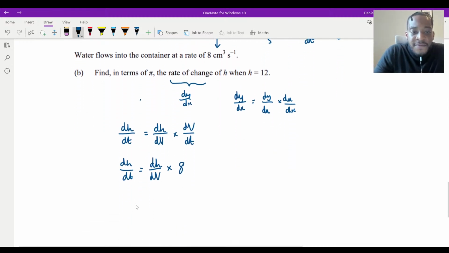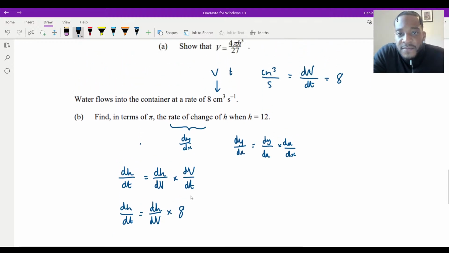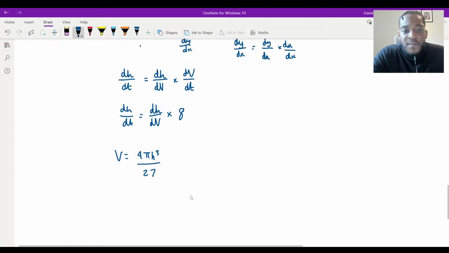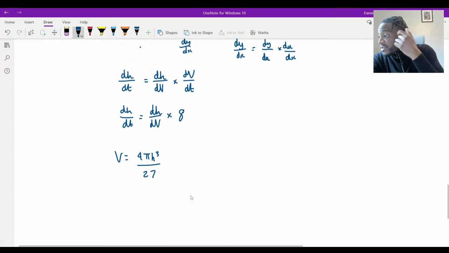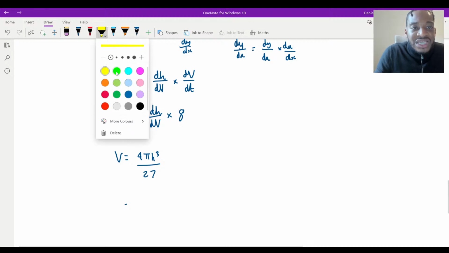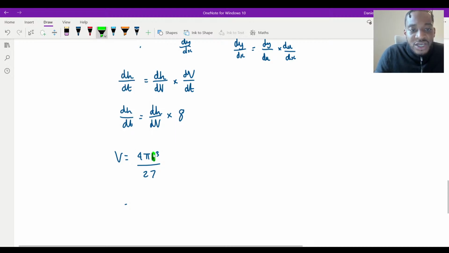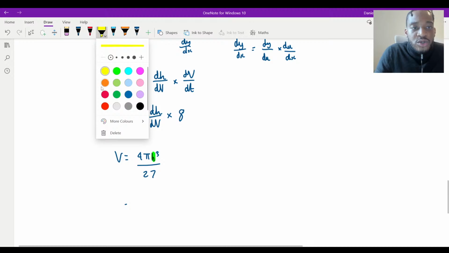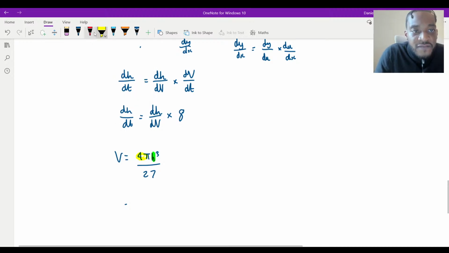So what I can do is write that there. I know that v is equal to 4 pi h cubed over 27. And remember, this is v in terms of h. So I can differentiate that to get dv by dh. Remember, when you do these type of questions, the only variable in this case is that letter h here. That's the only variable here. So all we need to do is, let's not get rid of it.